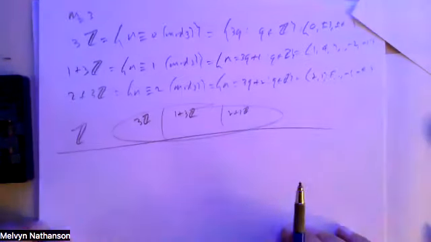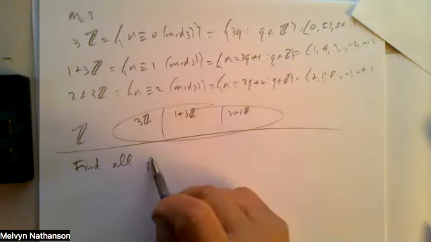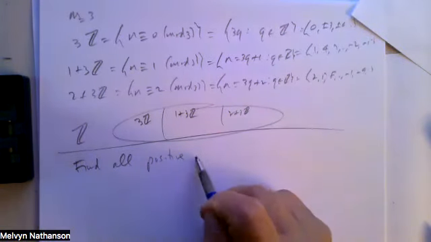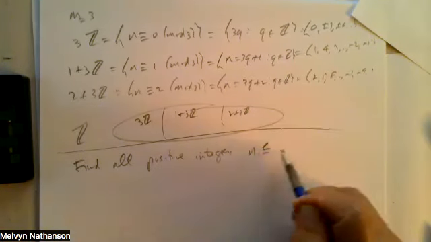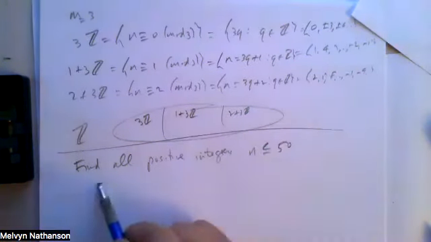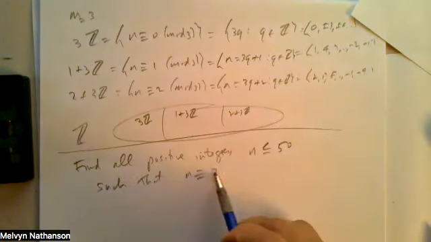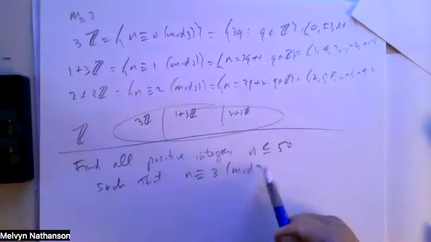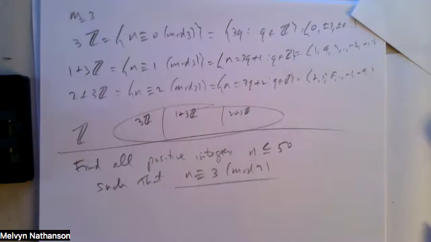Let's step back for a second and give you a chance to practice something. Find all positive integers n less than or equal to 50 such that n is congruent to 3 mod 7. So find all the numbers between 1 and 50 that are congruent to 3 mod 7.